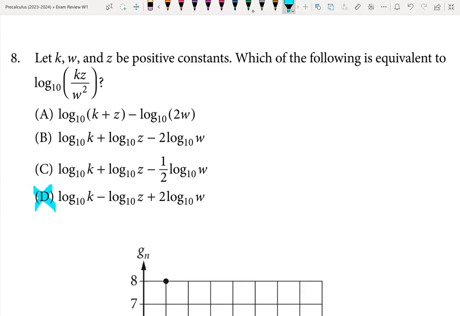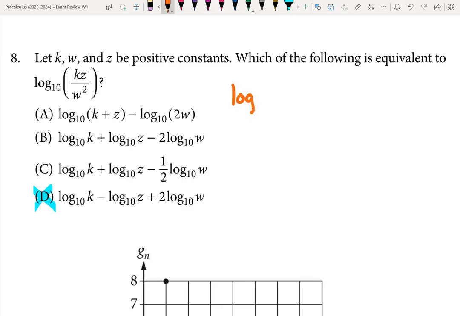And again, you can just kind of go through that. And then we have division between the kz and the w squared. Do we remember what division turned into? Do each of those have subtraction here? Okay, so we can't eliminate. Here's our other property. What happened to the power? It moved in front of a log. Between these three, which one has a 2 in front of the log? So probably B, but let's go and work it out anyways.